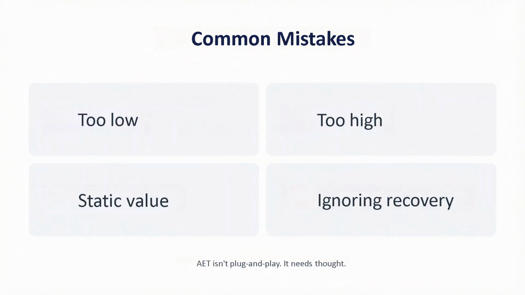Now here's where teams often run into trouble. Some set the AET too low. That leads to chasing harmless trace peaks and wasting time. Others set it too high. That's risky, you could miss something important. Another common mistake is using the same AET for every study. But each product has a different dose and exposure scenario. And one big oversight, ignoring recovery. If your method only detects 70% of what's there, your threshold must account for that. AET isn't plug and play. It requires thought and scientific judgment.